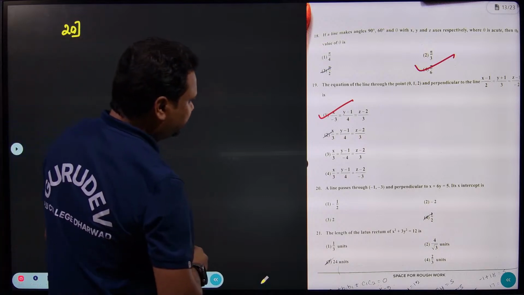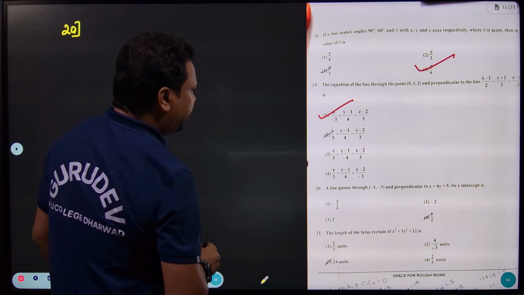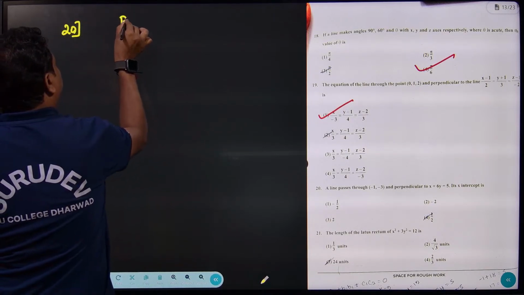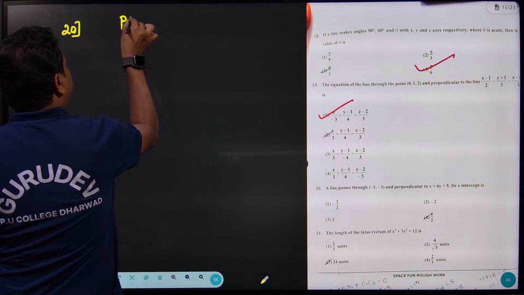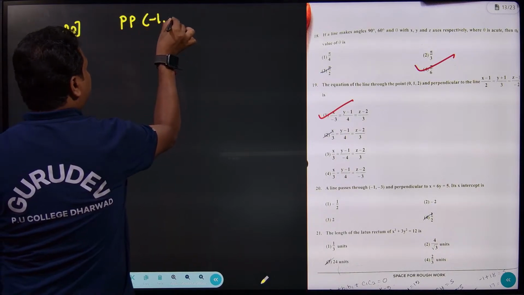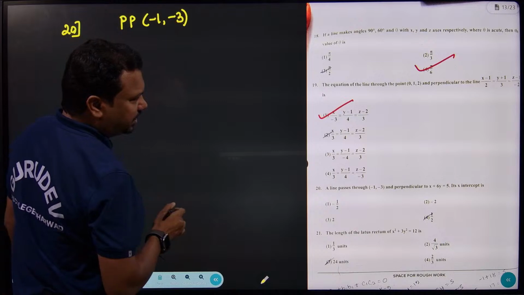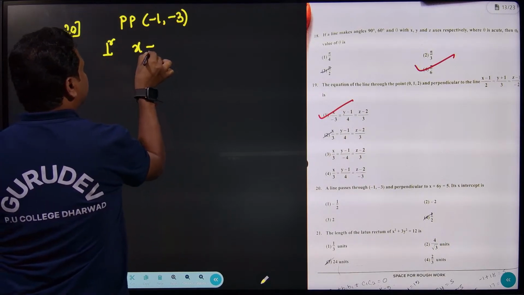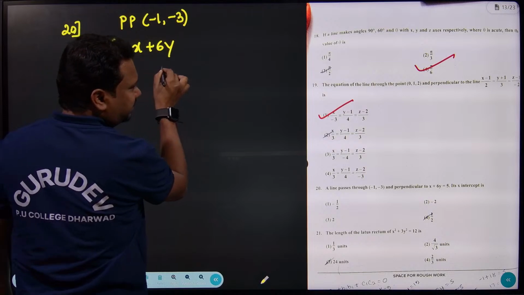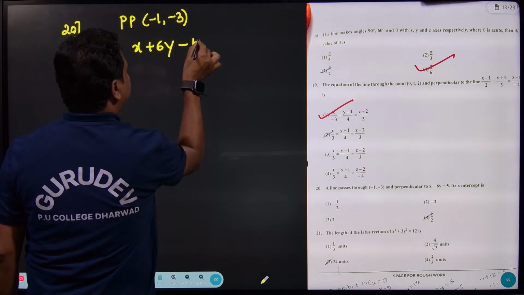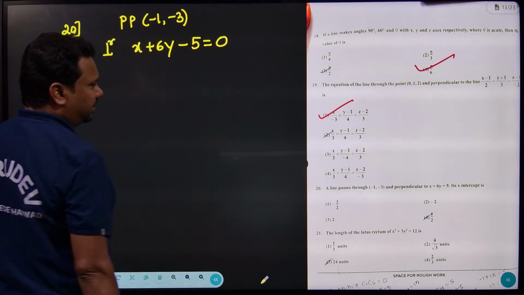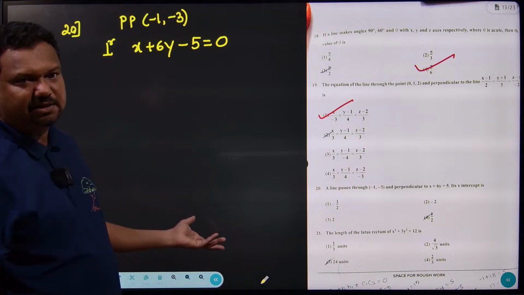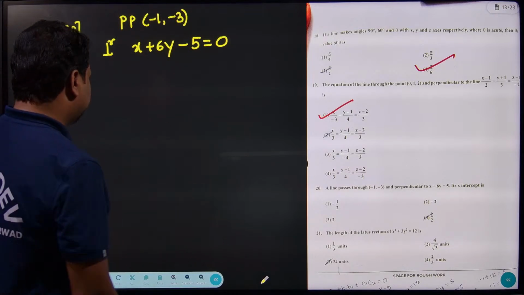20th question. A line passes through the point (-1, -3) and is perpendicular to the line x plus 6y minus 5 is equal to 0. If this is the case, find the x intercept.